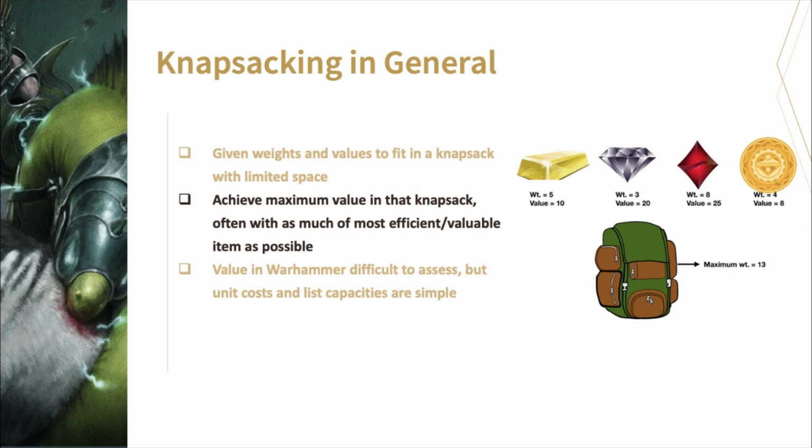The idea with this algorithm is to achieve maximum value in that knapsack, often with as much of the most efficient or valuable item as possible, meaning you're often going to end up spamming the thing that has the most value per weight ratio. But you could obviously swap out your values based off of what you're looking to make. And we'll talk about that in Warhammer in a minute here.